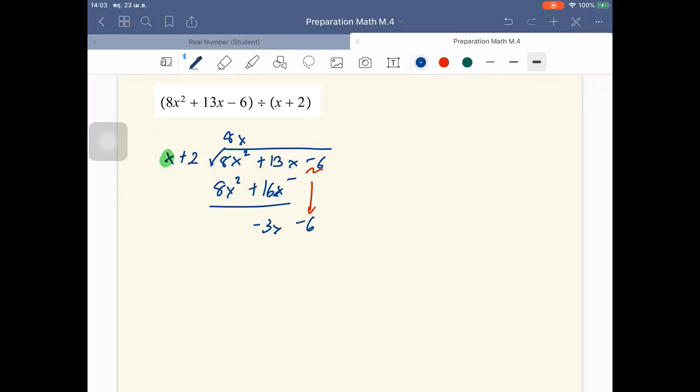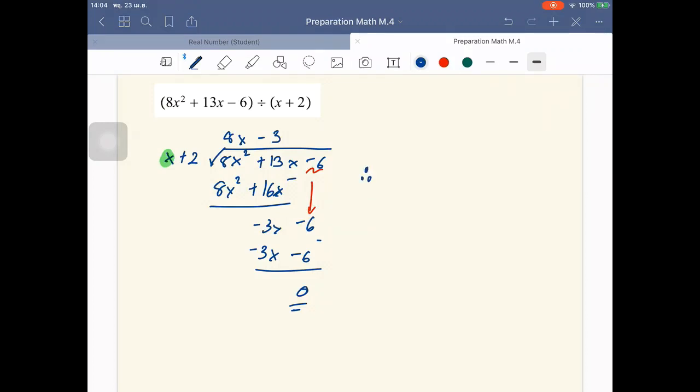And again, repeat the same step. Which number should you multiply by x to get negative 3x? That number is negative 3. So you will get negative 3x minus 6, and then you do subtraction again. So the final answer will be 0.